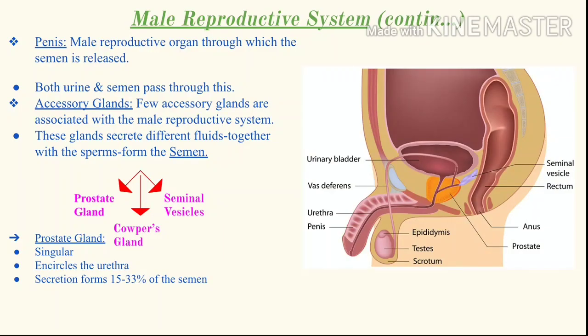Just see, accessory glands are given there. Though this detail is not in your syllabus, I am only going to say the names. Some accessory glands are there that we have discussed, and the accessory glands are the prostate gland, Cowper's gland, and seminal vesicles. These are the glands present in the male reproductive part.